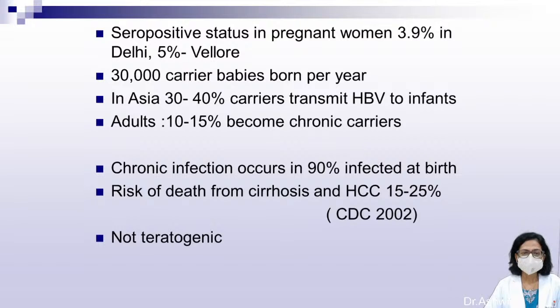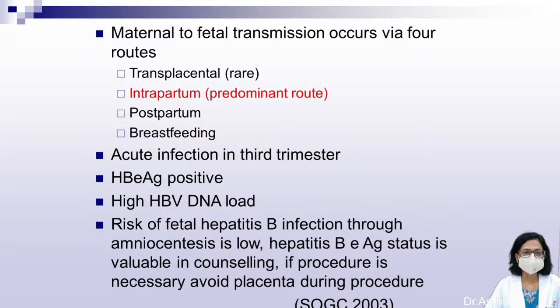What is important to know is that in adults, 10 to 15% will become chronic carriers once they acquire the infection. But if there is a vertical transmission or infection at birth, then 90% become chronic carriers, and there is risk of death from cirrhosis and hepatocellular carcinoma. But this virus is also not teratogenic, that is, it does not cause structural abnormalities in the fetus.